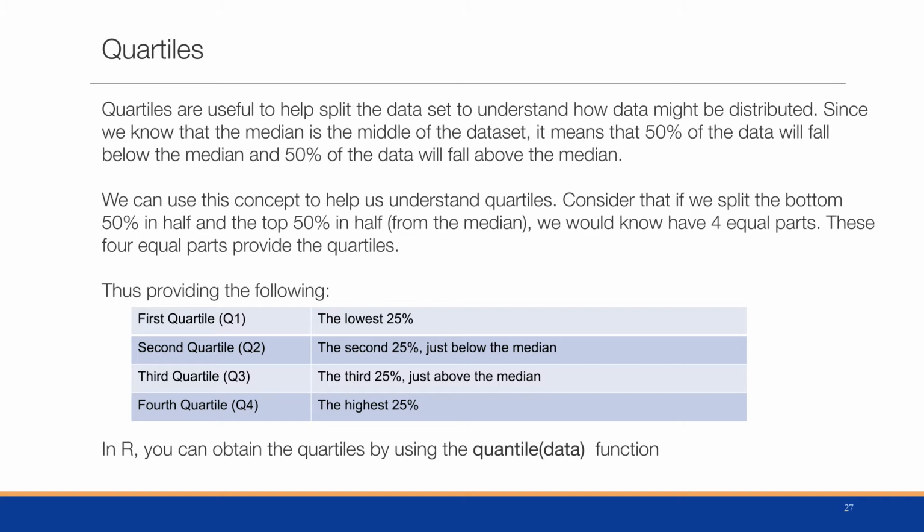So the first quartile is the lowest 25%. The second quartile would be the second 25%, which is the section just below the median. The third quartile is the third 25%, which is just above the median. And the fourth quartile is the remaining, or the highest 25%. In R, we can obtain quartiles by using the quantile function. Now, we'll take a look at that in a second. But with the quantile function, we'll pass in the data, and we will tell it which quantiles or which percentiles we want. So the quartiles would be the 0.25, the 0.50, 0.75.